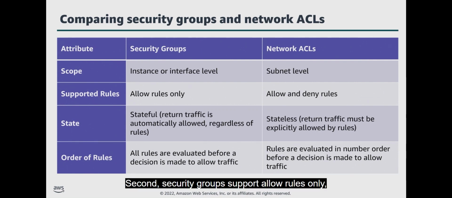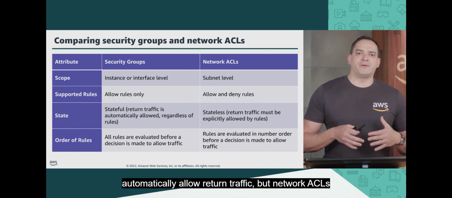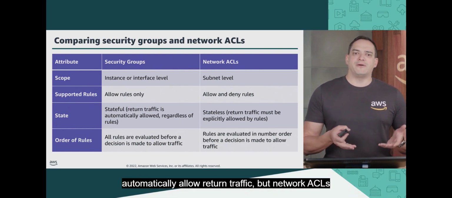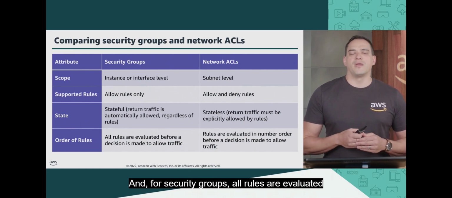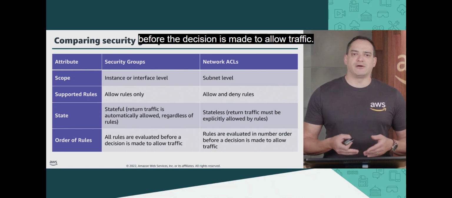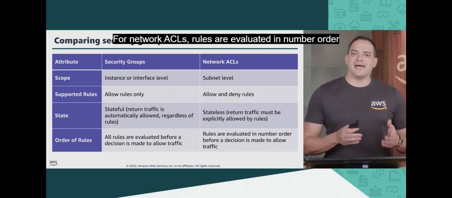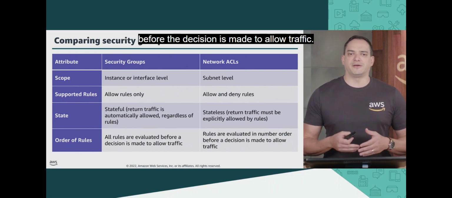Second, security groups support allow rules only, but network ACLs support both allow and deny rules. Next, security groups are stateful, but network ACLs are stateless. That means that security groups automatically allow return traffic, but network ACLs must explicitly allow return traffic. And for security groups, all rules are evaluated before the decision is made to allow traffic. For network ACLs, rules are evaluated in number order before the decision is made to allow traffic.